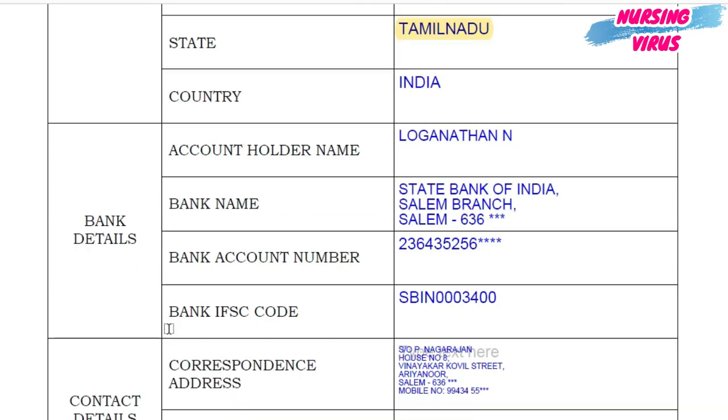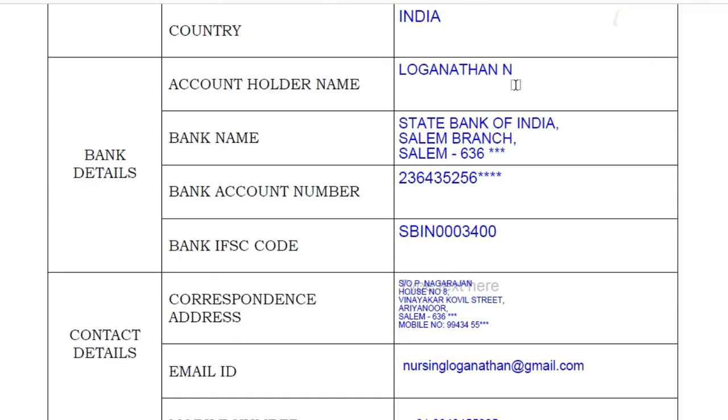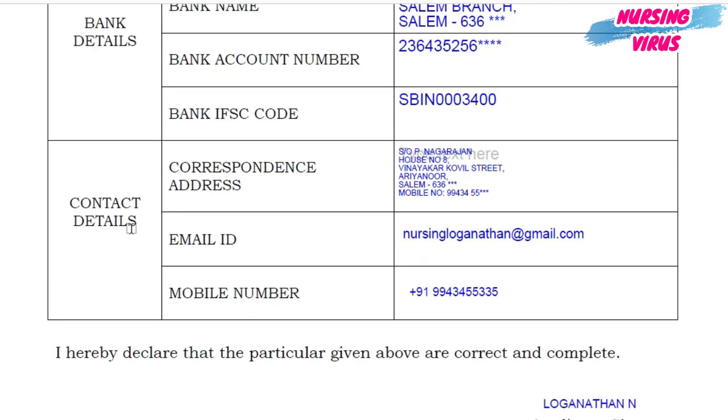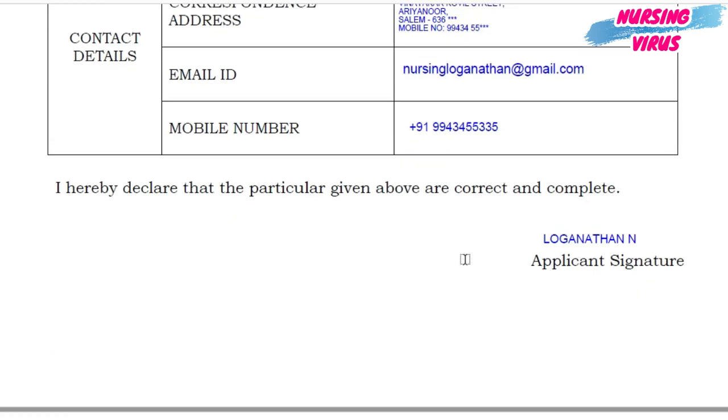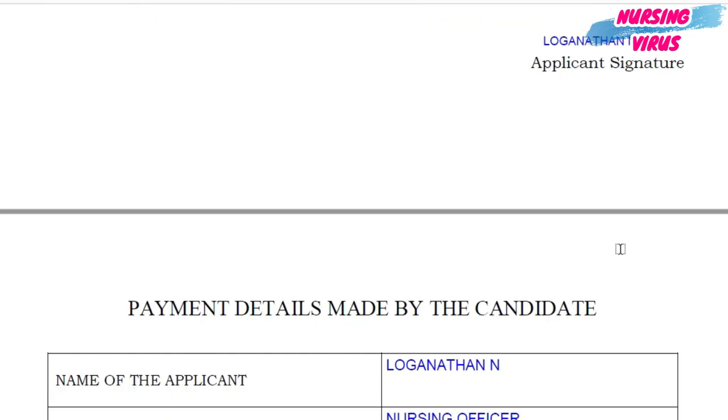Next, the bank detail, the account holder name. This is the account from which you are going to do the transaction. You need to write the account holder name, the bank name with branch, the bank account number and the bank IFS code. Next, the contact detail, your personal information. You need to provide the correspondence address at which you can be contacted, an email ID and mobile number. Everything should be in working condition. Again you need to give your own signature.